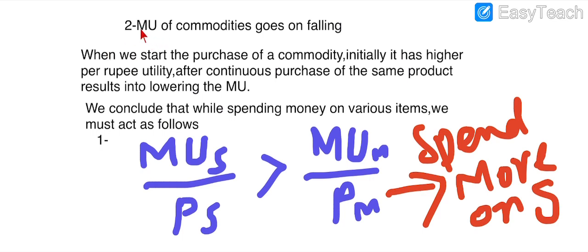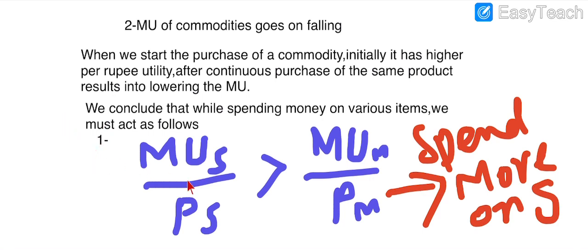The second problem is that marginal utility of commodities goes on falling. As you have already studied in the law of diminishing marginal utility, when we use any commodity continuously, its marginal utility goes on falling, and it describes three types of patterns. Continuous purchase of a commodity results in lowering the marginal utility. And how can this marginal utility determine the equilibrium point? We have to behave like this.